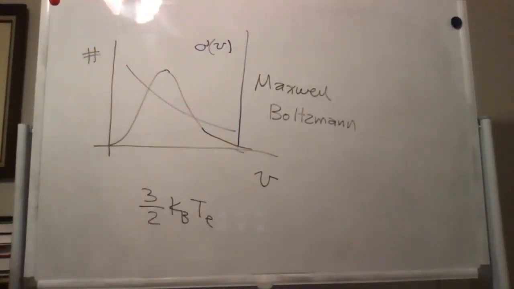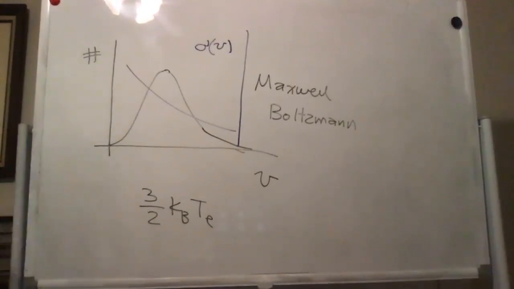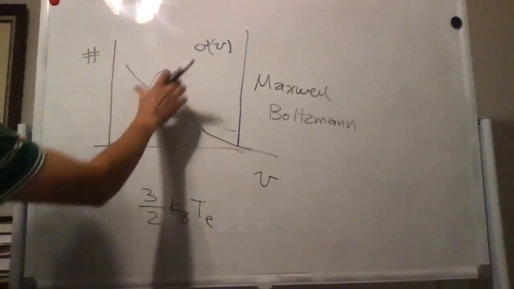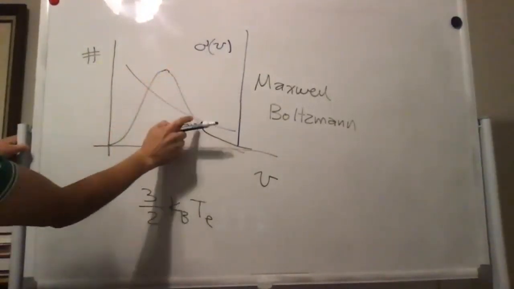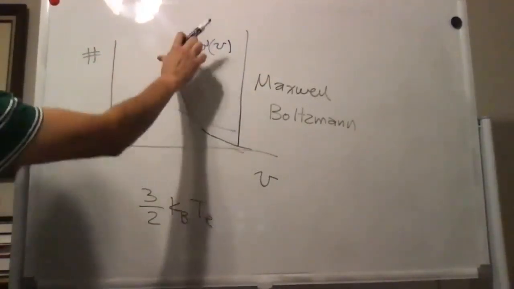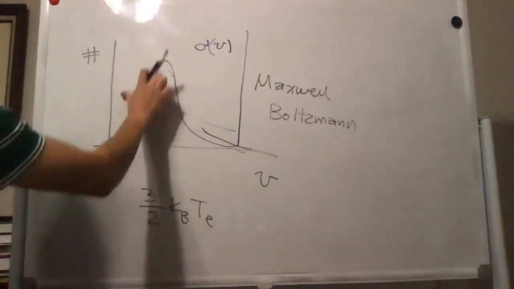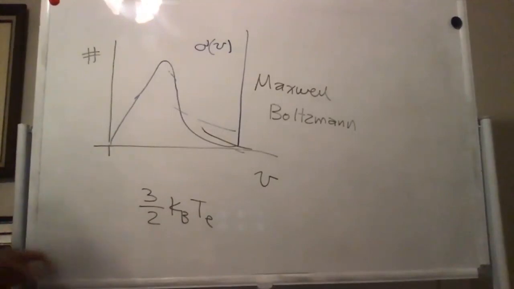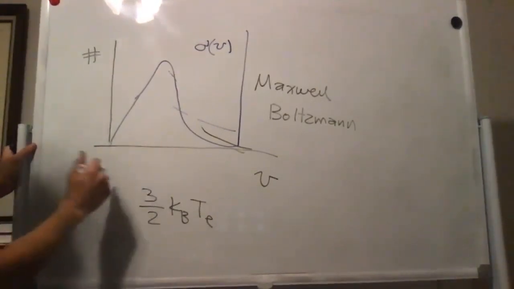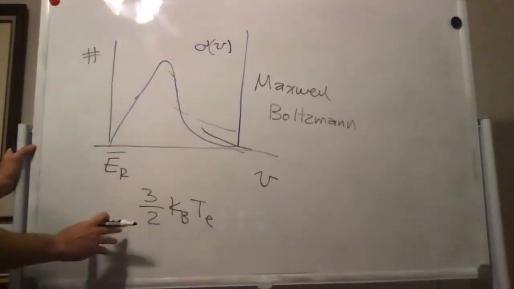So that means that this side is going to be weighted heavier than this side. So it's going to look more like maybe like that. Oh, what happened to all my markers? So that means that the average recombination energy is going to be less than this.